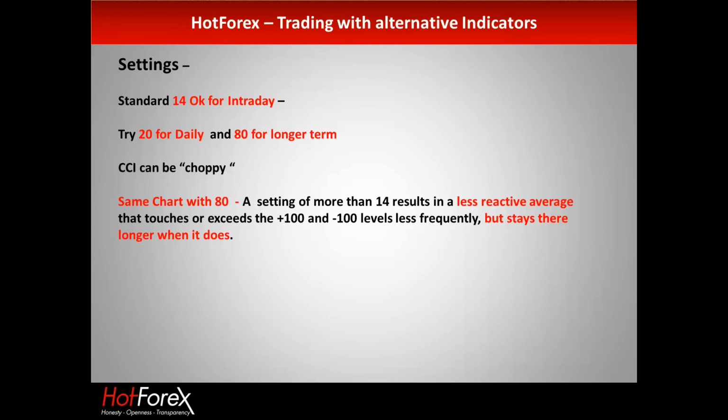And that's the issue with this particular indicator and with lots of oscillators, is that they tend to be choppy, i.e. they go up and down a lot, but that's what they do because they're oscillators. But they can end up giving you quite a few false signals. So I'm going to show you the same chart in a minute where it's set at 18. You'll see, a setting of 14 results in a less reactive average touching either plus 100 or minus 100 less frequently, but it can stay there for longer. So the higher the setting, the smoother the trend, but the fewer indicators you get. I hope that makes sense.